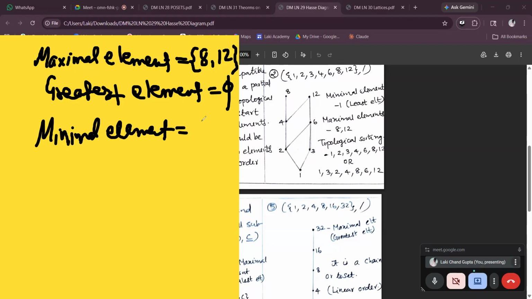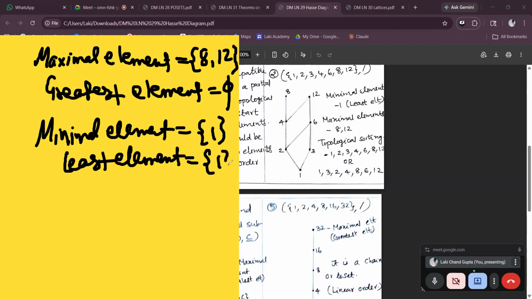Sir, one. Only one. And this is unique. Unique means what? Only one element is there. Sir, how did you write greatest element as 5? Because maximal element is not unique. Oh. Here, minimal element is only one element, one. Yes, this is unique. Unique means no other than one is a minimal element. That's why this is the least element.